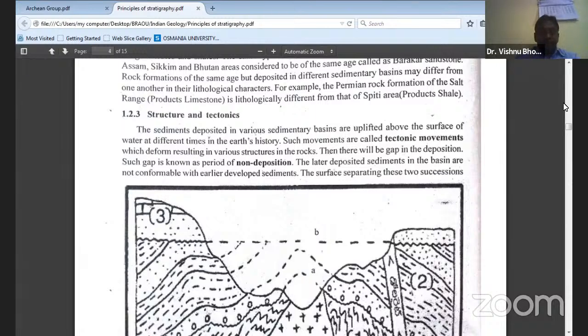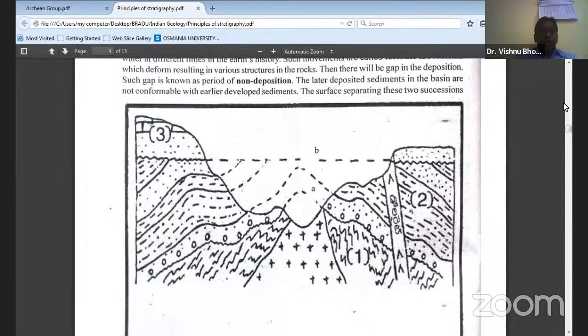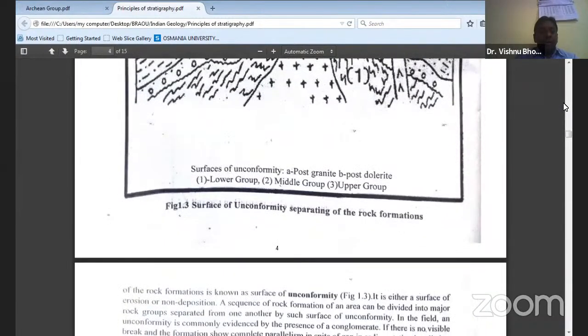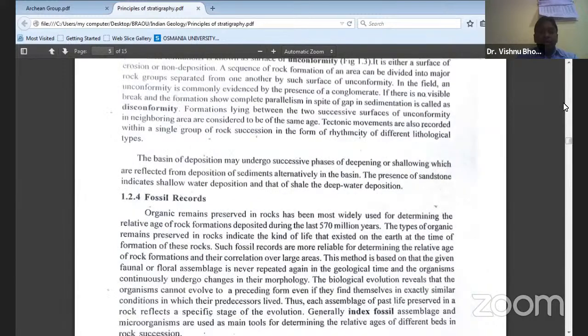Unconformity. And one more word is also there: disconformity. What is disconformity? The boundary is a line between two successive formations, and there is no visible break. There is no break between the two rock formations, and they form continuously, but it doesn't have any mineralization or any mineral deposits. So that is called disconformity.